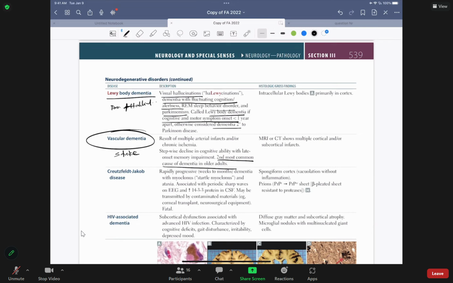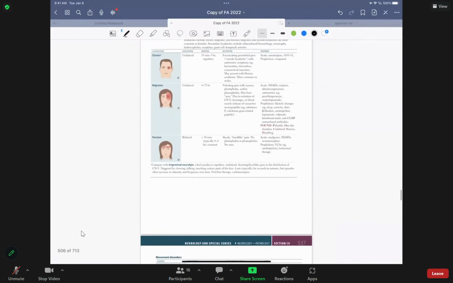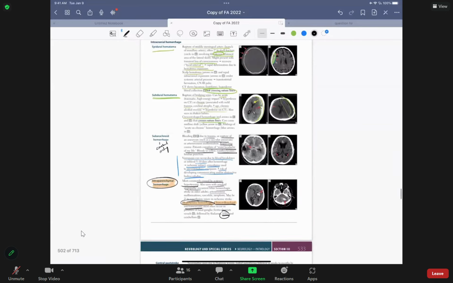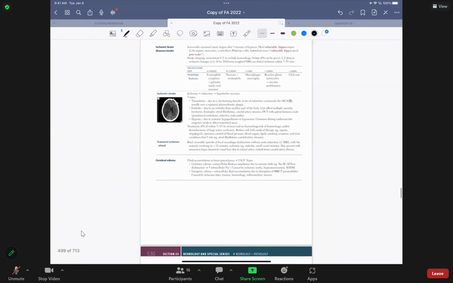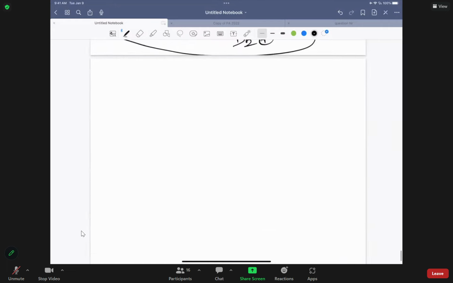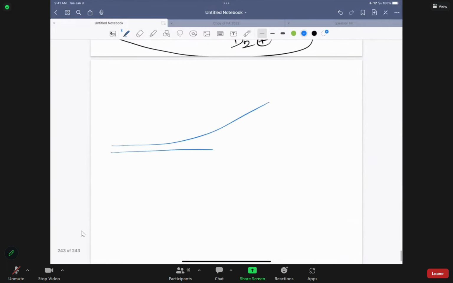Now let's talk about stroke. Now this is the time we're going to go back and talk about stroke. Let me go find the stroke section. Here, page 529. We're going to talk about stroke. Now, while you have that page, so let's say, not even both. So one branch is good.